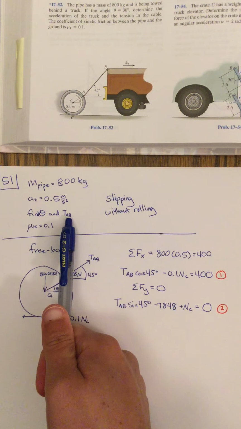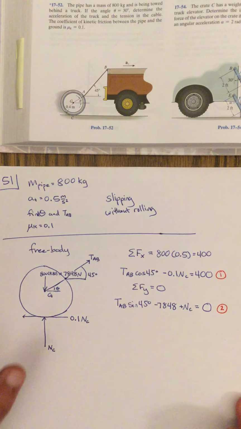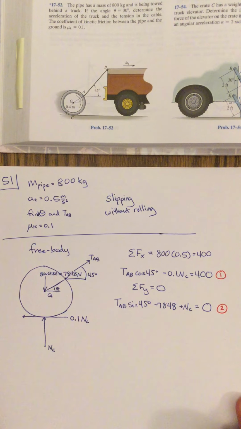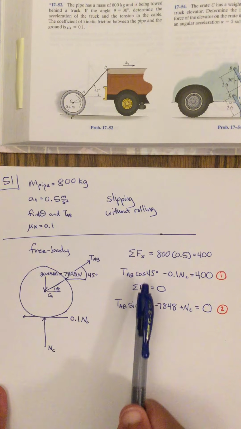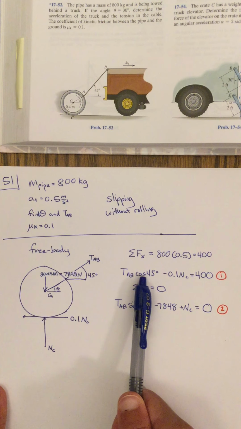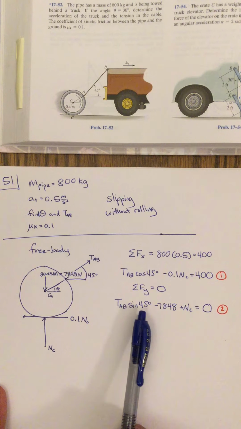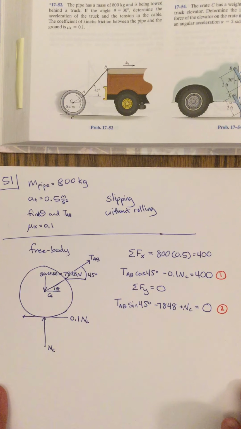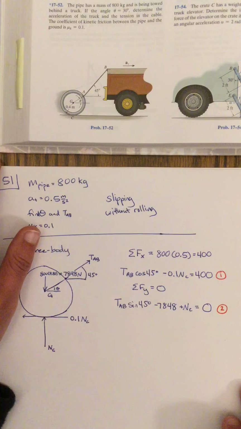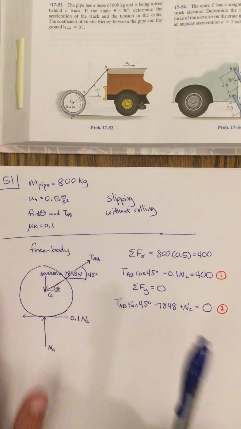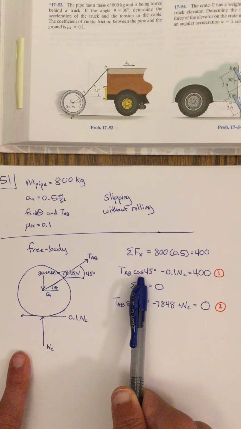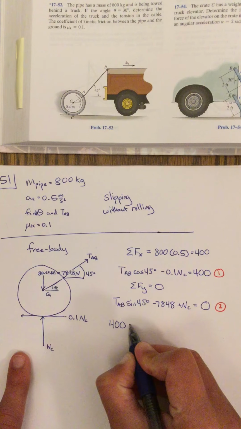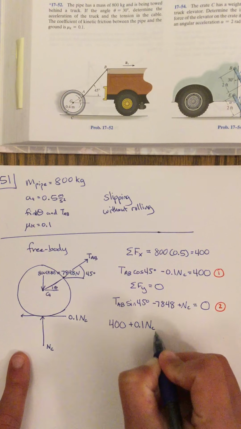And that will give me the tension, which is one thing I was asked to find. Well, we're looking for the tension, so I could solve this for T_AB cosine of 45 degrees and then put that in this equation here, but that would get rid of the tension and keep N_C, but let's do it that way anyways. So if I solve this for T_AB cosine of 45 degrees, I'd bring the 0.1 N_C over to the other side. So that's 400 plus 0.1 N_C.